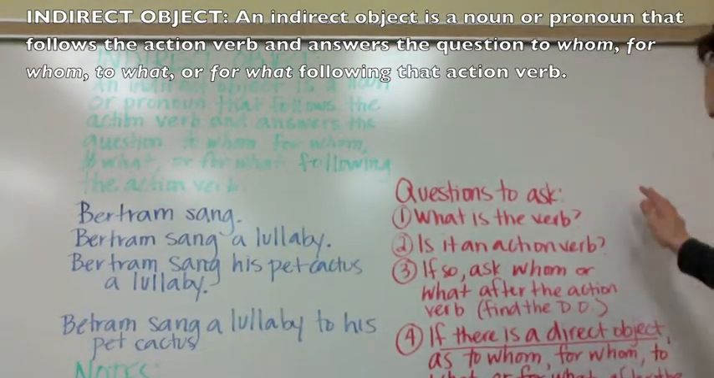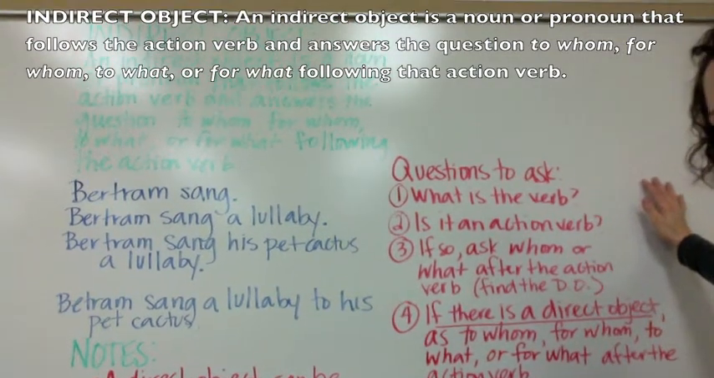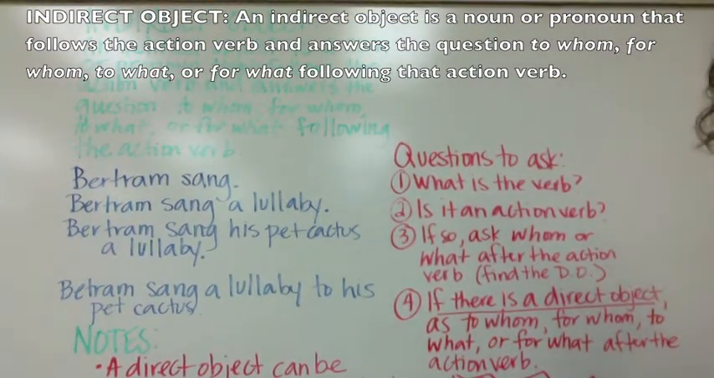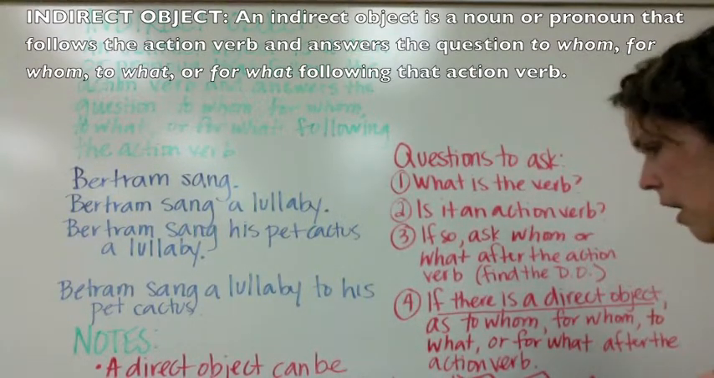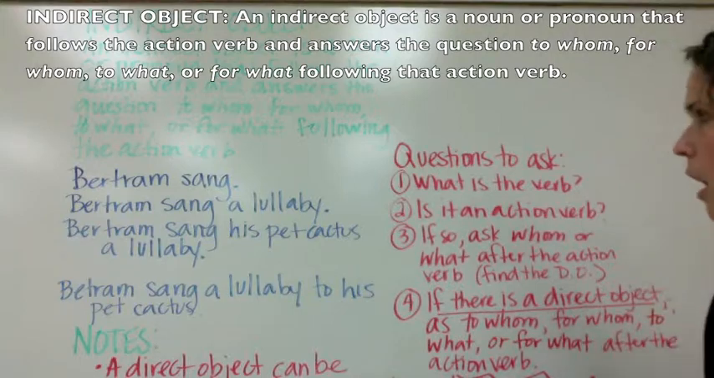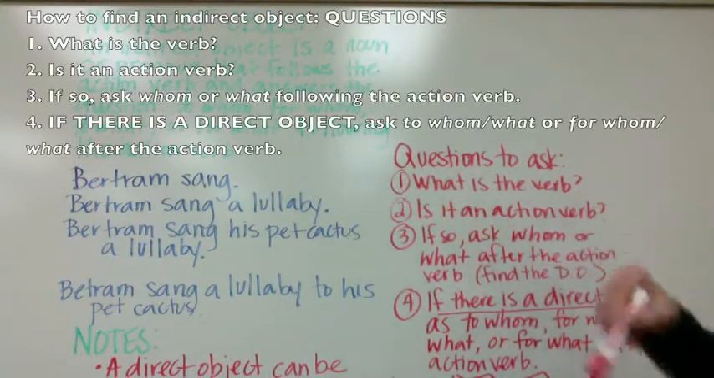As is a list over here, this is a longer one, of questions to ask in pursuit of an indirect object. Okay, so let's start with Bertram saying. We've been down this road before. Bertram saying, what is the verb? The verb is saying.